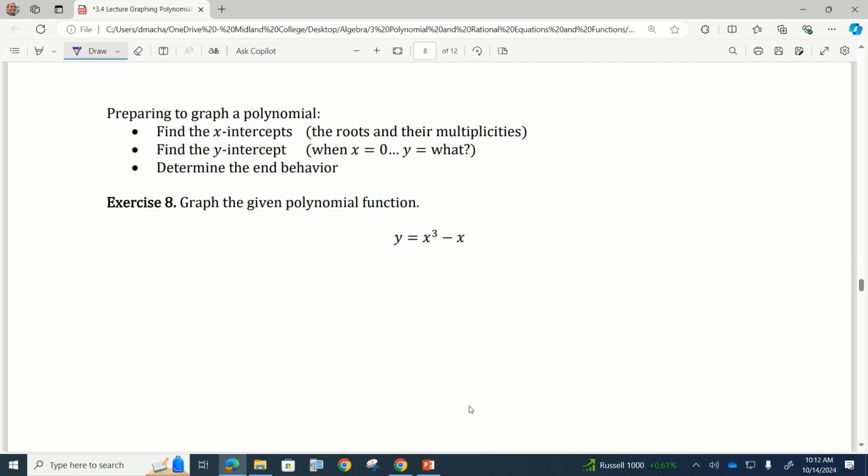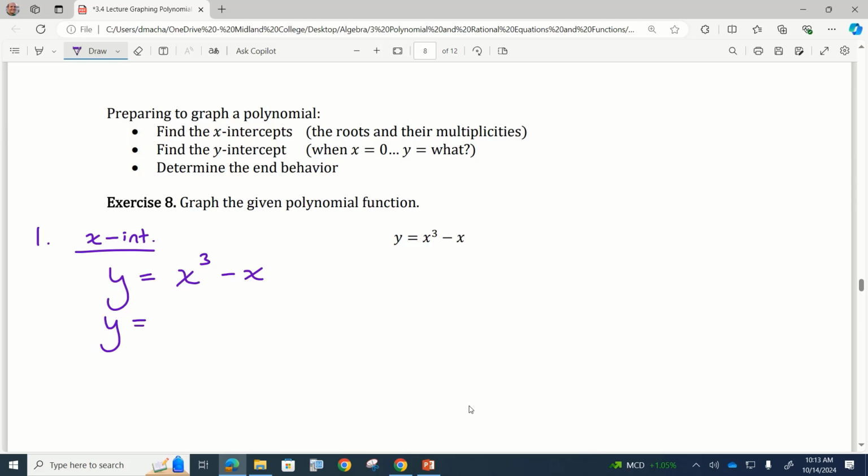So as we get ready to graph a polynomial, I want to get three things right. I want to get the x-intercepts and their multiplicities right. I want to get the y-intercept right, and I want to get the end behavior. If I get those three things, that's going to be good enough. So step number one, if I want to find the x-intercepts, I want to find the roots, and to find the roots, I want to factor this polynomial. If this were in factored form, I would be able to tell what the roots are.